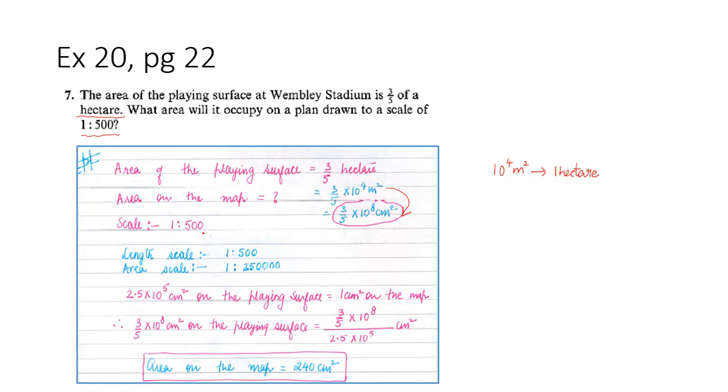So that's the scale which is given, 1:500, our length scale. We convert the length scale to area scale by squaring it, and then using the same logic, 2.5 into 10 raised to the power 5 centimeter square on the playing surface is equivalent to 1 centimeter square on the map, because this value is 2.5 into 10 raised to the power 5. Alright, so using the same unitary method, we do the necessary cancellation and get the final answer as 240 centimeters square.